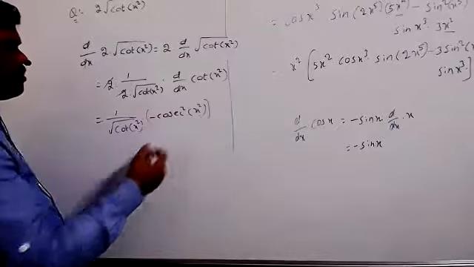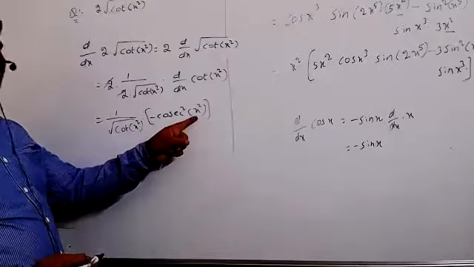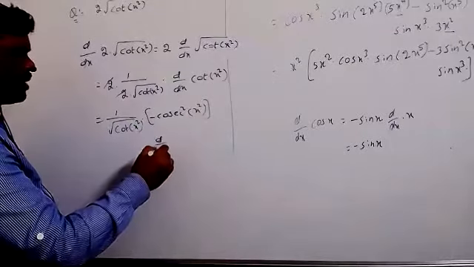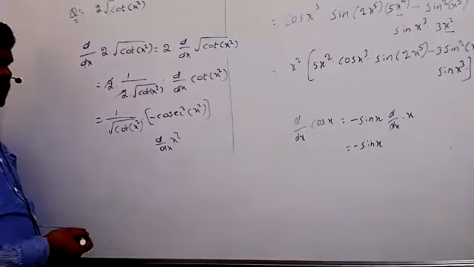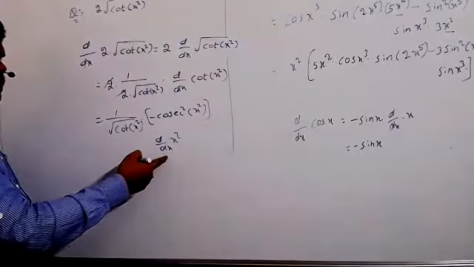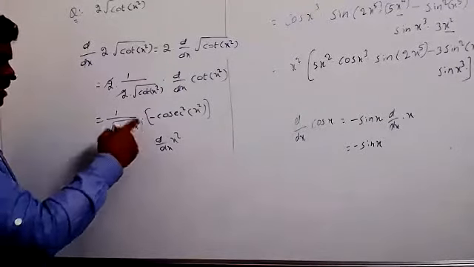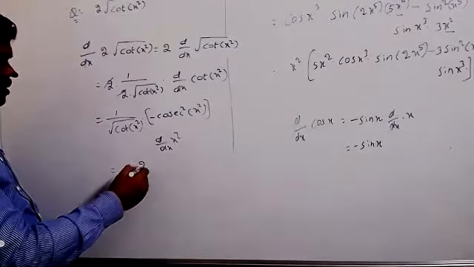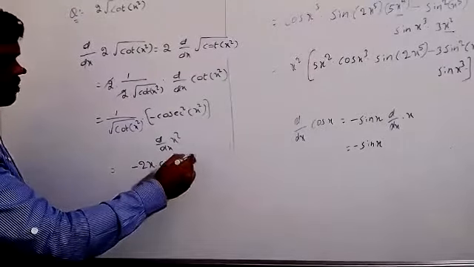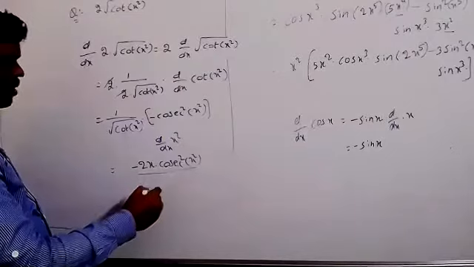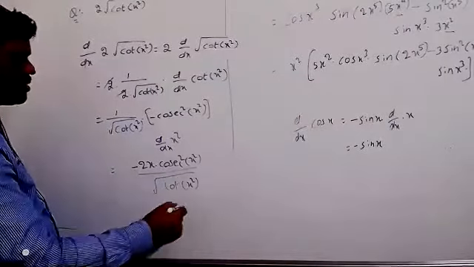Put the bracket now, into again differentiation of x square, into d by dx of x square. You can differentiate this function now. Differentiation of x square equal to how much? 2x. So you can write plus into minus, minus we are getting minus 2x into cosecant square of x square whole by root over cot of x square. This is the answer.